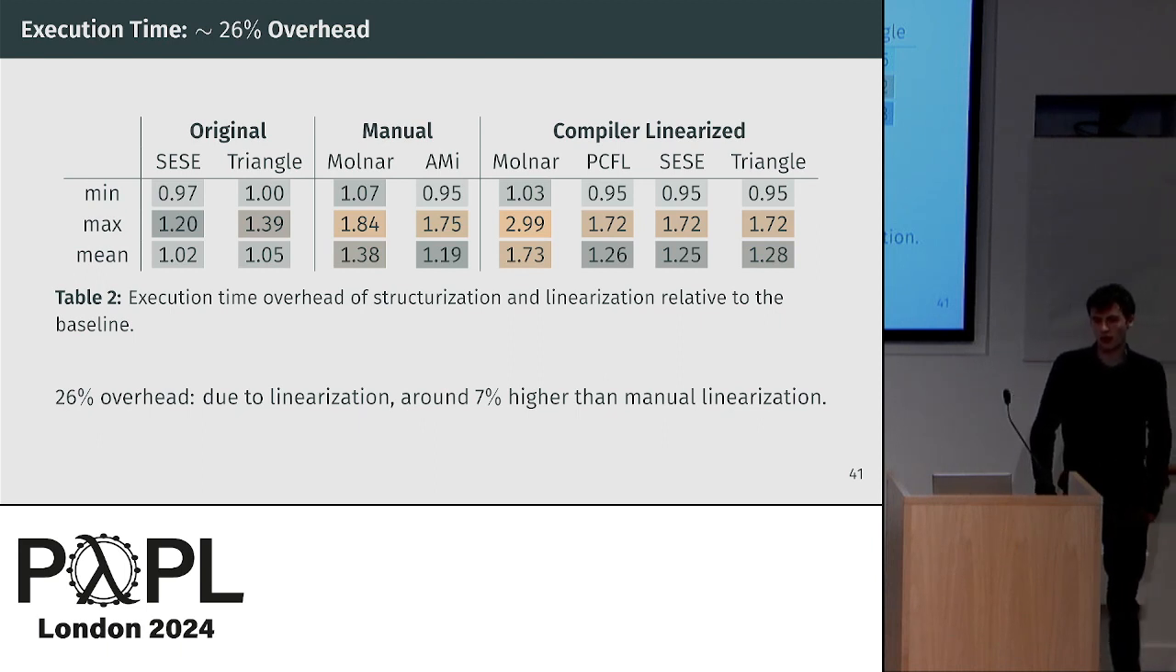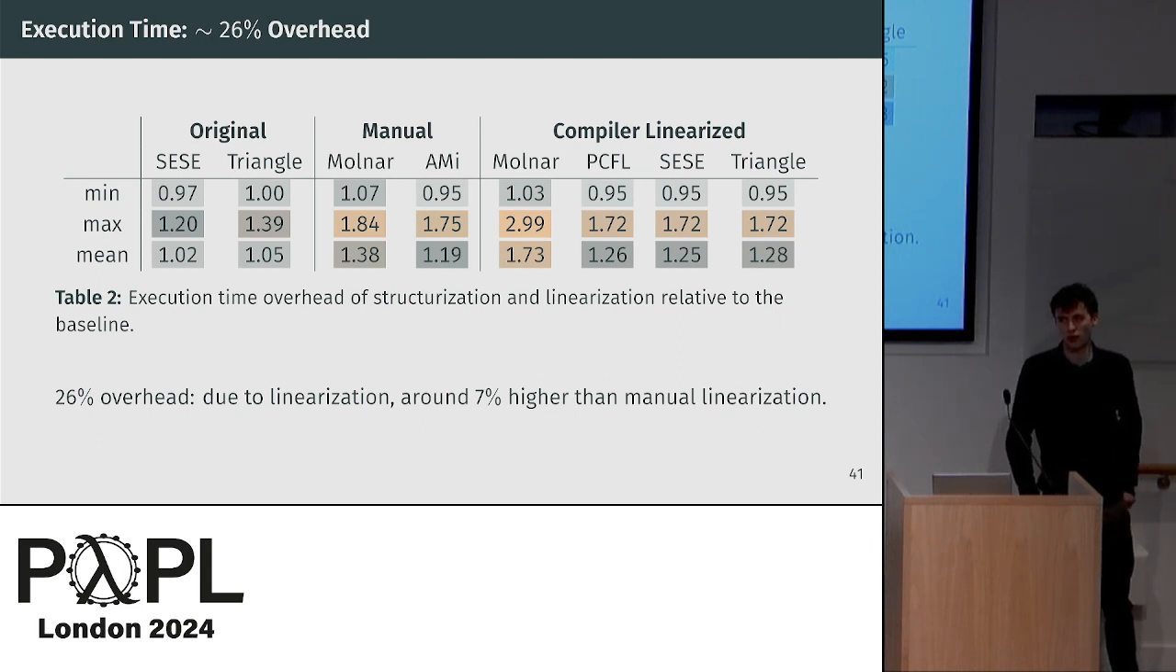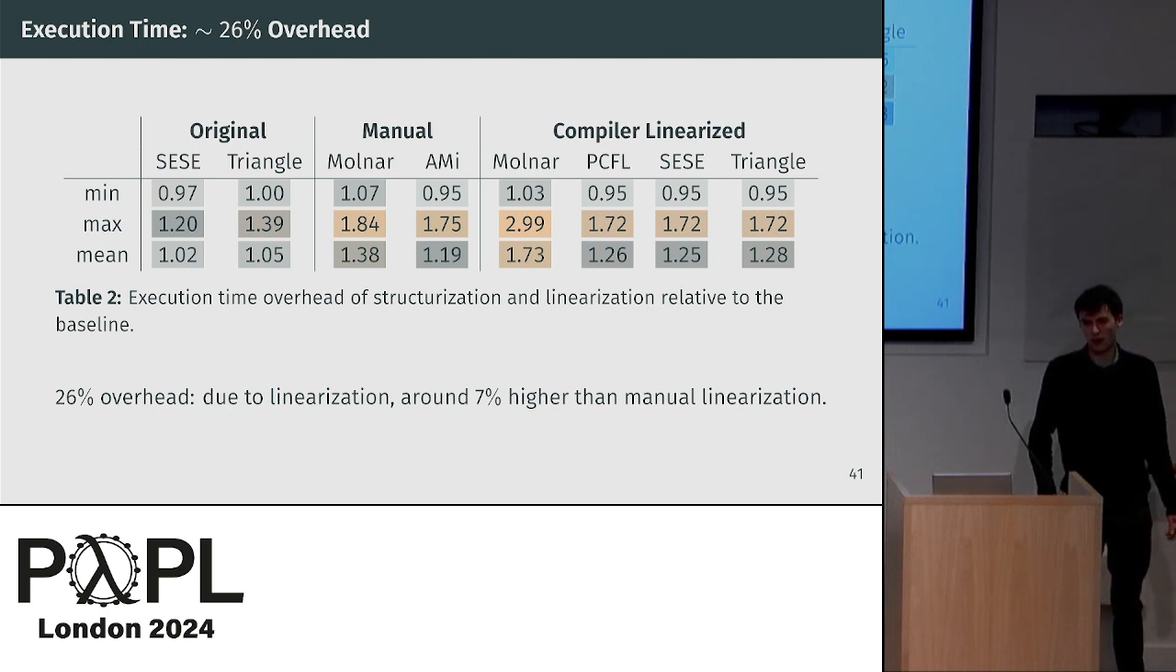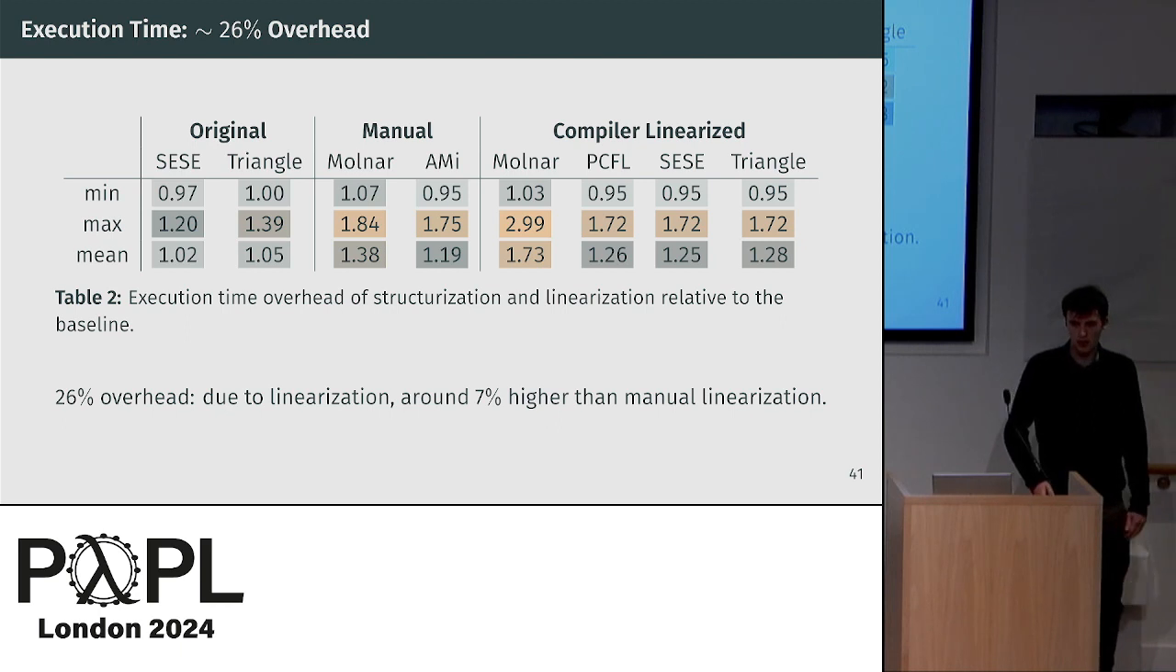Similarly, we find a 26% execution time overhead, which may seem high, but most of it is just a consequence of the linearization itself and cannot be avoided if we have to linearize, since we need to execute all branch paths to ensure that we don't leak anything.